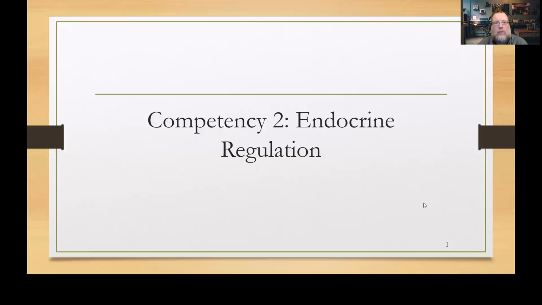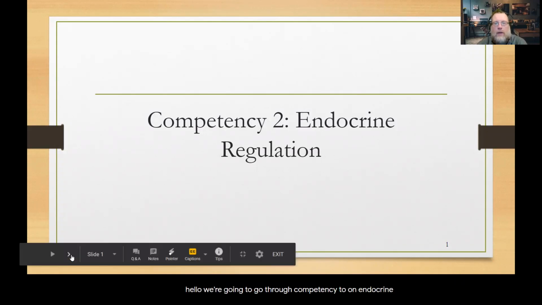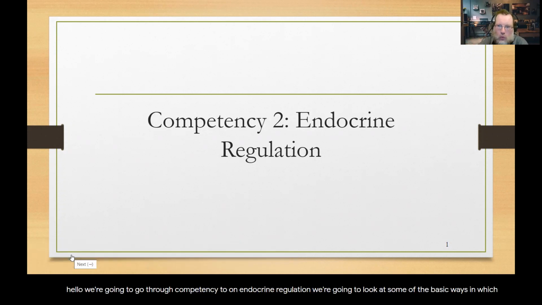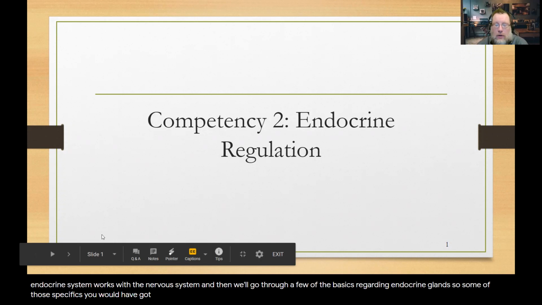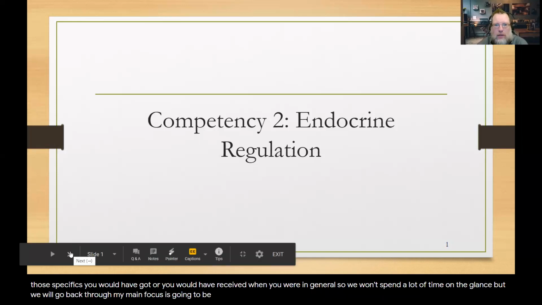Hello, we're going to go through Competency 2 on endocrine regulation. We're going to look at some of the basic ways in which the endocrine system works with the nervous system, and then we'll go through a few of the basics regarding endocrine glands. Some of those specifics you would have received when you were in general, so we won't spend a lot of time on the glands, but we will go back through them. My main focus is going to be on endocrine regulation.